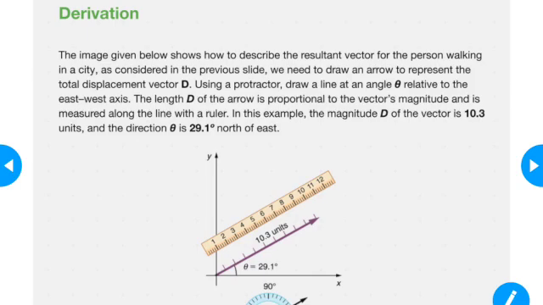Now we could do these graphically as well. If we come up with some scale to go with it, we can use a ruler and a protractor to figure out the magnitude and direction respectively.